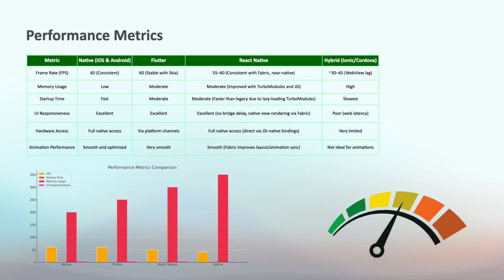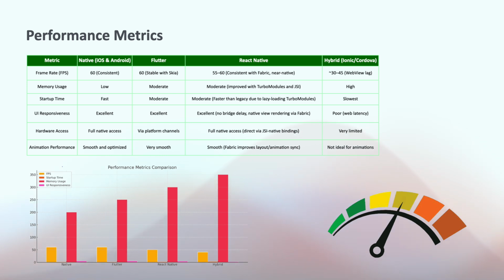Let's now compare how each SDK performs in real life. We will look at speed, memory, responsiveness, and more, so you know what to expect when building your app. Native and Flutter apps run at a smooth 60 FPS. FPS means frames per second. React Native is also close thanks to a new system called Fabric. But hybrid apps run inside a web view, so they can feel slow, usually around 30 to 45 frames per second.